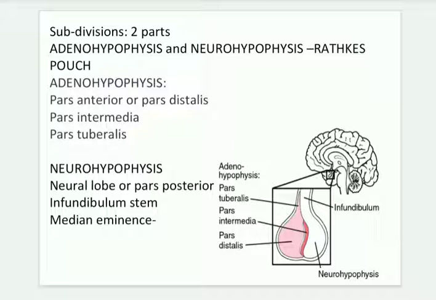Coming to the neurohypophysis, here we have three parts: pars posterior or neural lobe, which is smaller than the anterior lobe; the infundibular stem, which contains the neural connections of the posterior lobe with the hypothalamus; and the median eminence, which is continuous with the infundibular stem.